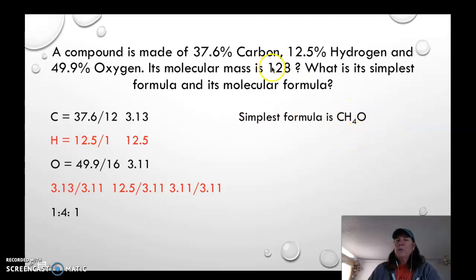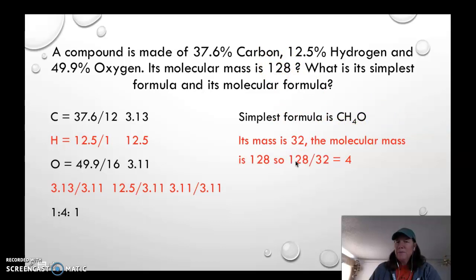So I'm going to take 128 divided by 32, and I get 4. So basically, I'm taking everything in here times 4. So it'd be C4H16O4. So when you have to do molecular formula, all you have to do is one more step after you find the simplest formula: find its mass. Again, that's 32. Take the mass they give you, 128, divide by 32. You're going to get a whole number. So multiply everything by that number. That's how you do molecular formulas.